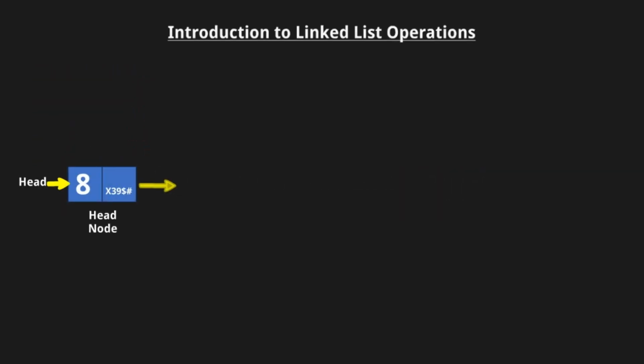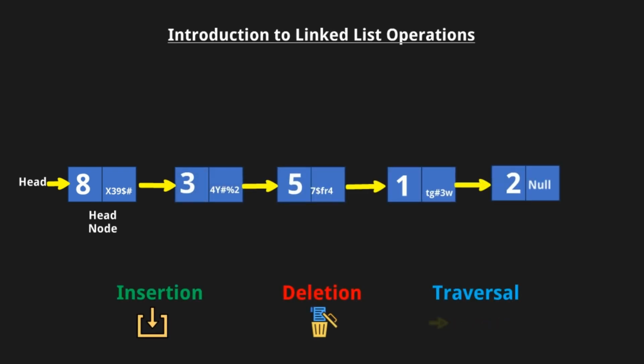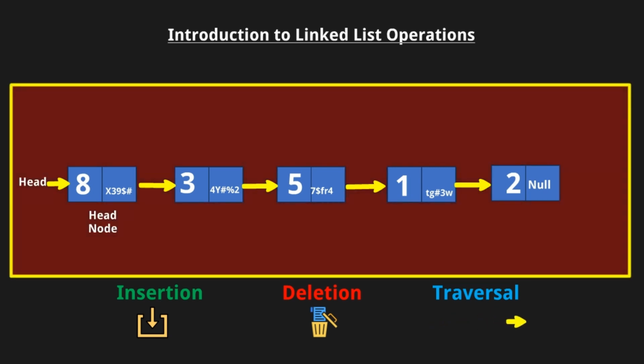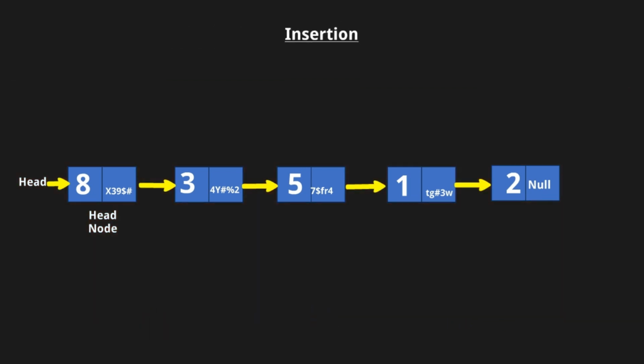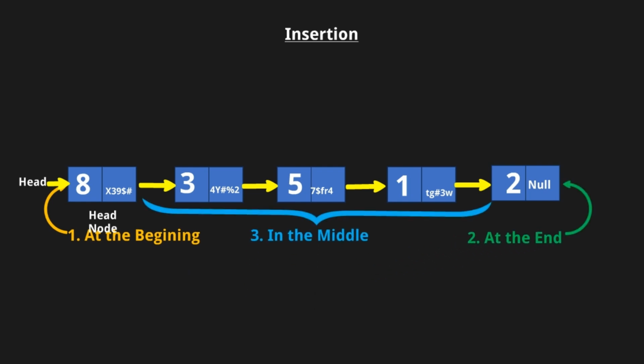Let's explore the three main operations of a linked list: insertion, deletion, and traversal. We'll walk through each operation from an ADT perspective, break down cases, and analyze the time complexity. First, let's dive into insertion. Linked lists allow for inserting nodes in three different ways: at the beginning, at the end, and in the middle.